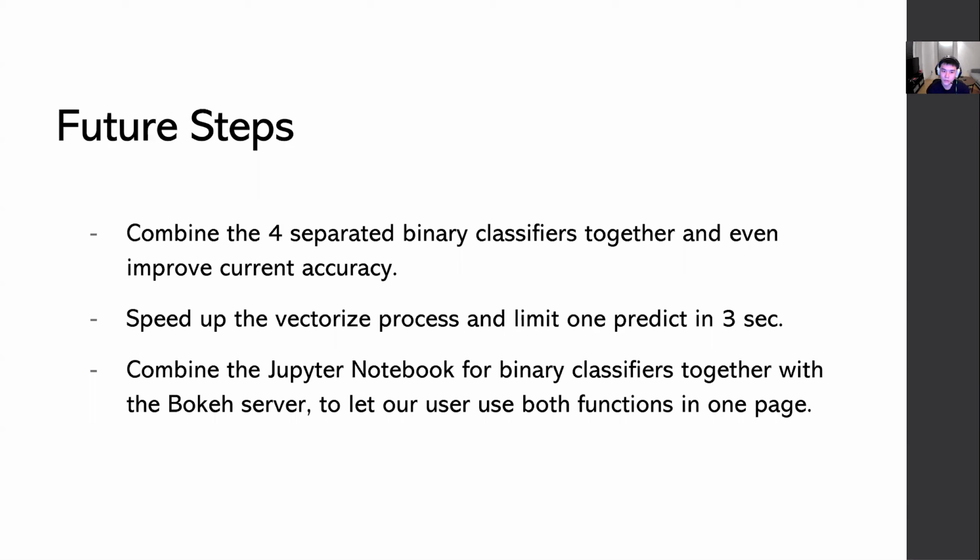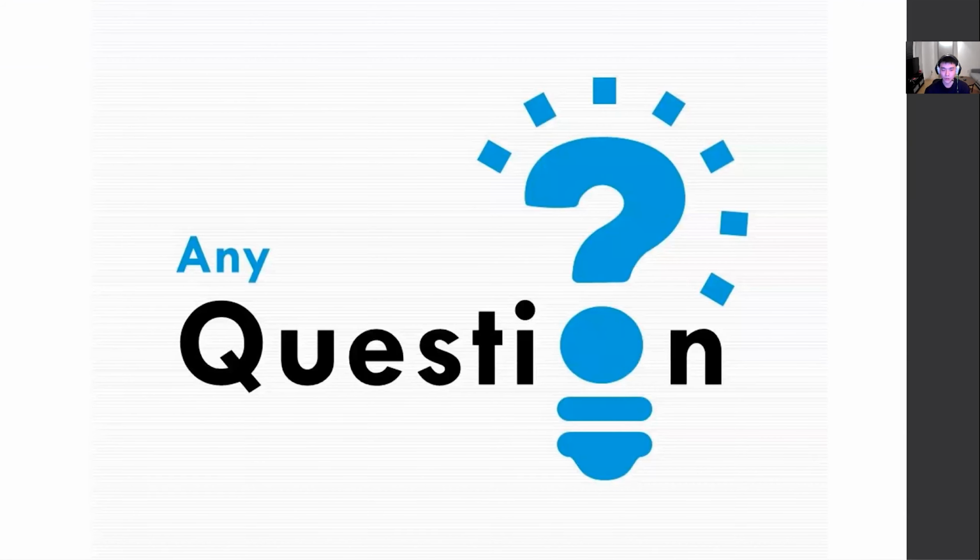The second thing to do is to speed up our calculation. Now the prediction takes 10 to 20 seconds to finish for one input because the vectorizer takes a long time. I want to find a new vectorizing method to speed up this process. The last thing to do is combine the Jupyter Notebook with the Bokeh server. For now, our users have to use the function classifier and the binary classifier separately, jumping from here to there. I want to save their time, so the next step of our work will be to combine these two interfaces together. Okay, that's it.